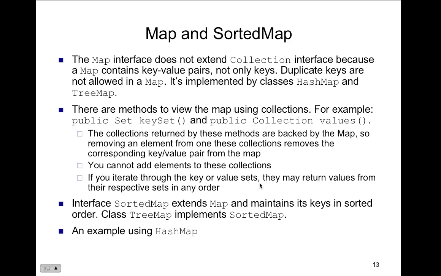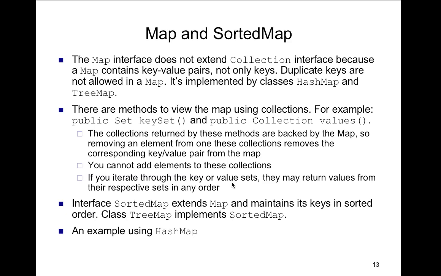If you iterate through the key value sets, you might return values from their respective sets in any order. There's no order to it, so you don't have a natural order. You just have whatever way they were put in, and it's not necessarily the way they're coming out either. In fact, we'll see an example of that, where things are just put in, and depending upon the memory address or wherever it happened to have been stored, it's not an ordered list. There's no ordering to it. It's not even a list. It's just a set of stuff we're putting together.